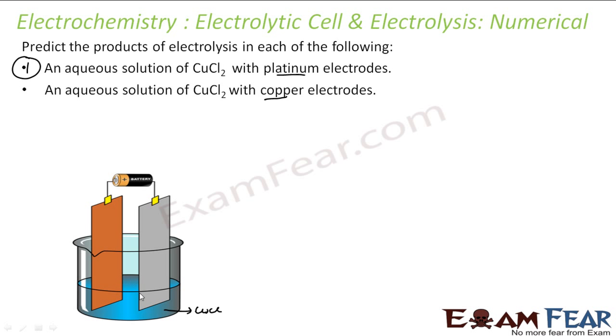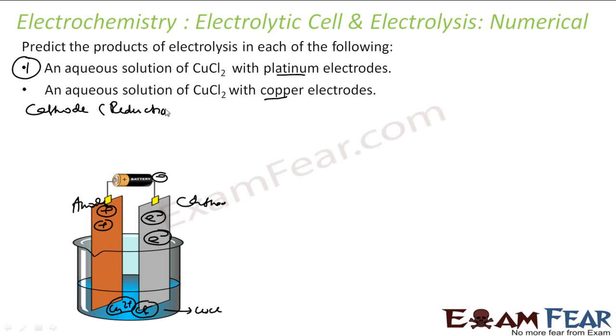So CuCl2 means I have Cu2+ ions and Cl- ions. Any doubt in this? No doubt. So this is my anode and this is my cathode. Here will have negative charge, so we will have more electrons here. Here will have positive charge. So first let's do the cathode, where reduction happens. The possible options are either Cu2+ ions from the solution get reduced, or water itself can get reduced. Only two options.